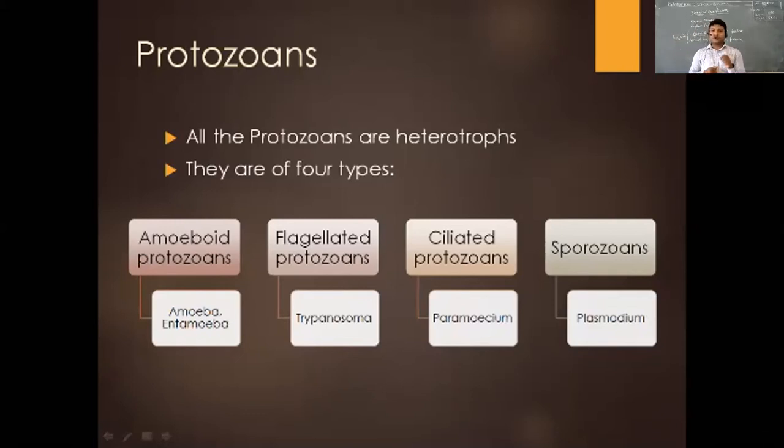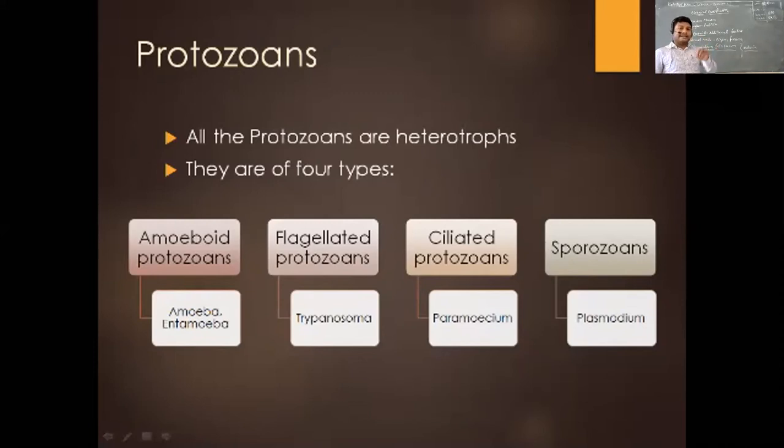Next up, we have the sporozoans, and we have the example of the very common plasmodium. Now we have different types of plasmodium, and one of them is Plasmodium falciparum, and there is another one called Plasmodium vivax. They are responsible for the malarial disease in human beings, right? So again, they are parasitic in nature.